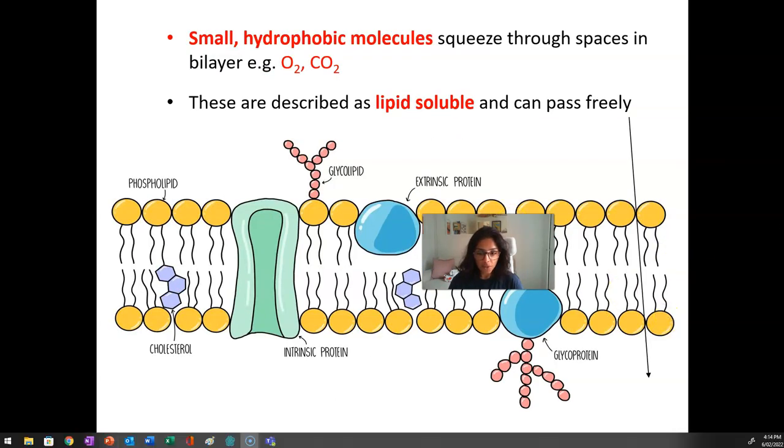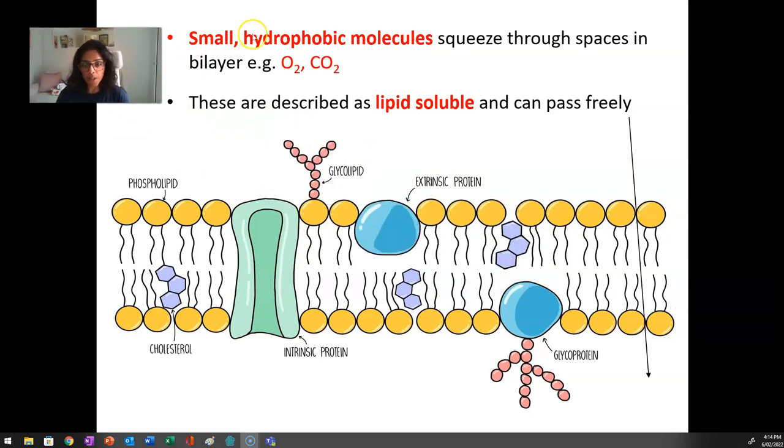So why is that important? Why do we need to know about the property of a membrane? Well, it really dictates what can enter and exit a cell. So for example, small hydrophobic molecules, water-fearing molecules, they can actually get through the tiny gaps in that plasma membrane. So we're talking about really small things like gases such as oxygen and carbon dioxide. Now these are described as lipid soluble because they can get past these tails without being repelled.